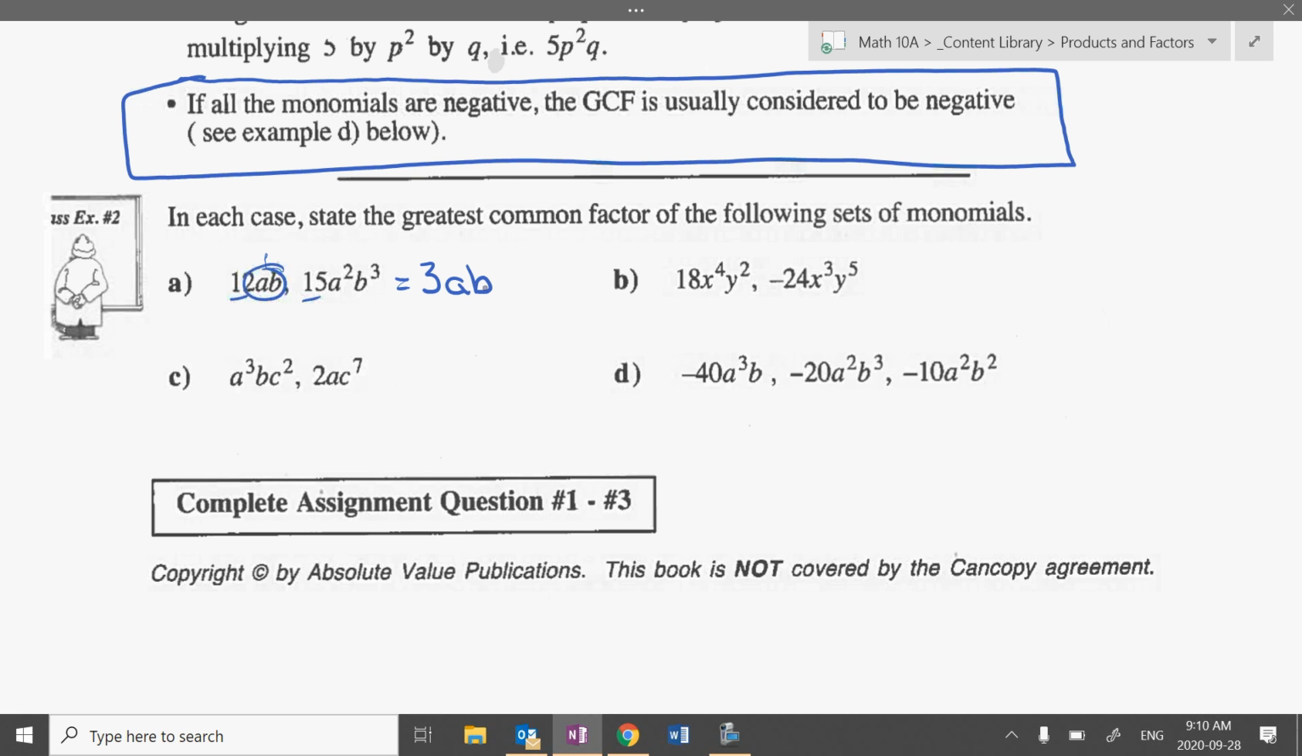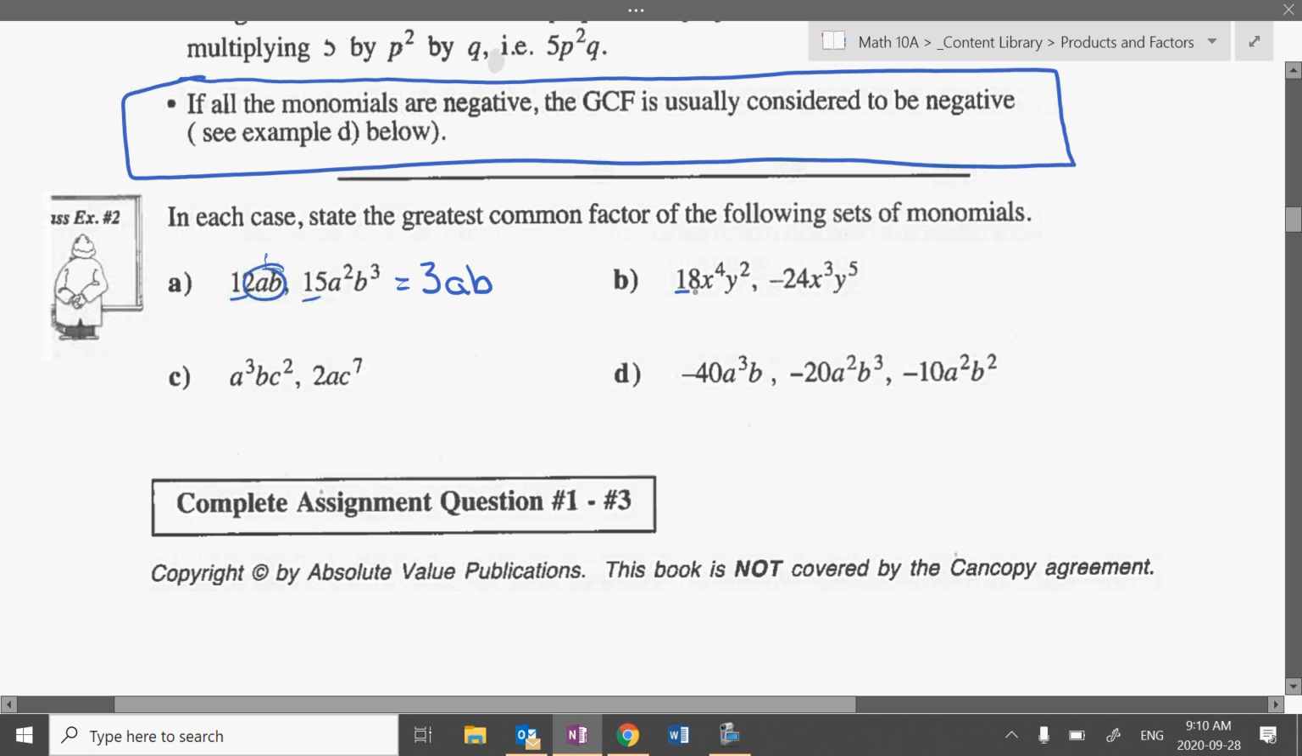For B, the biggest number that goes into the 18 and negative 24. So only one of them is negative, so we're still going to use a positive greatest common factor. Biggest number that goes into both 18 and 24 is 6. So then I'm going to look at my variables. I have 4 x's here, but only 3 here. So 3 is the most number of x's that is common.